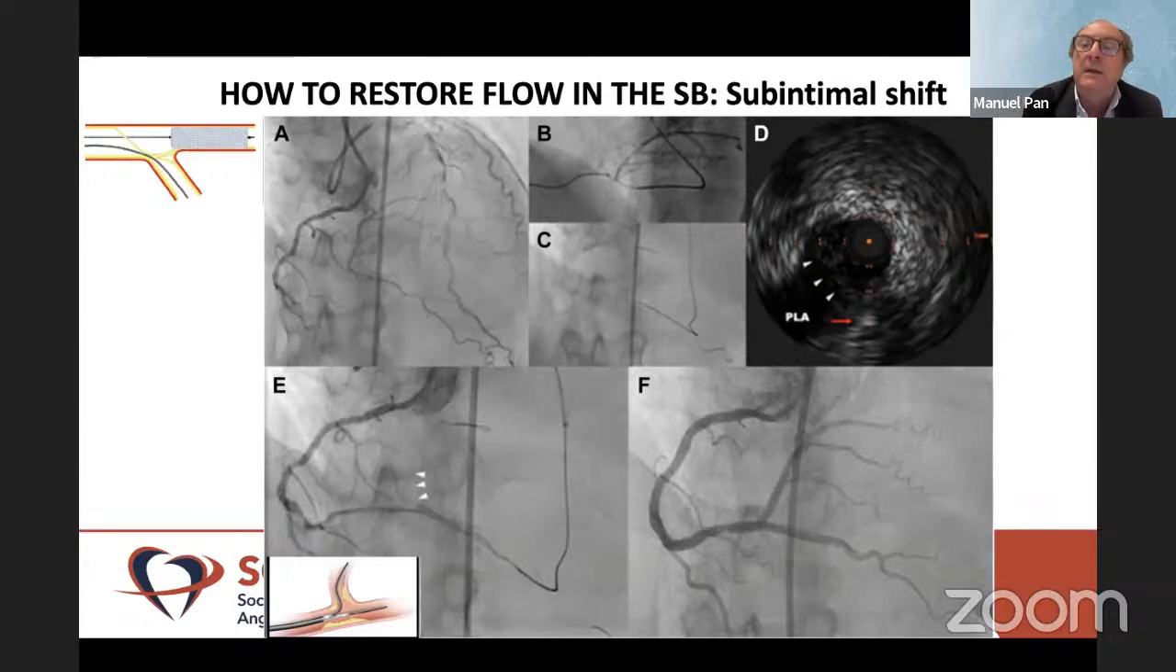So you have the intimal flap separating the bifurcation. You have to work again with a double lumen catheter. You have a dissection everywhere, and you have to finish the procedure with a two-stent technique.